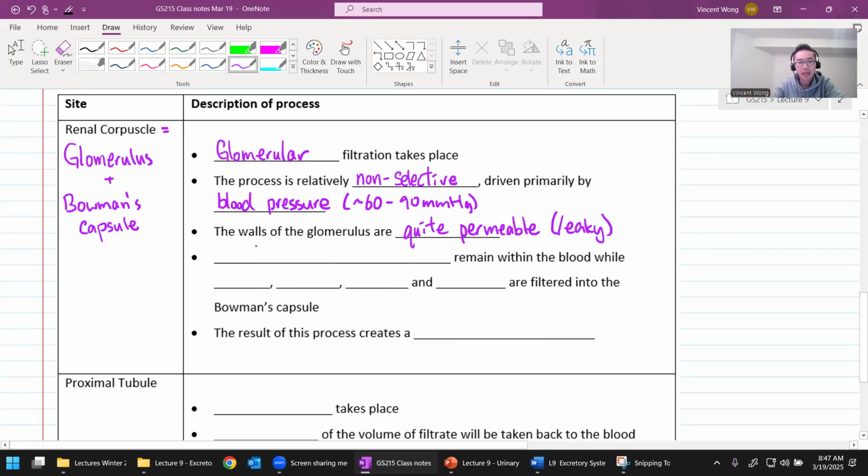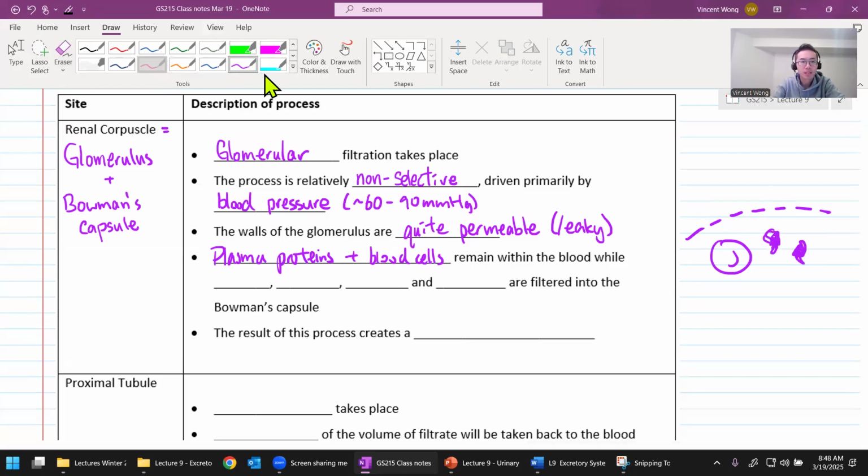However, plasma proteins and blood cells are relatively big, and remain within the blood. They don't come out. They can't fit. Think of the wall of the glomerulus. Cells would be too big to go through. And the proteins wouldn't be able to fit through either. They're too big.